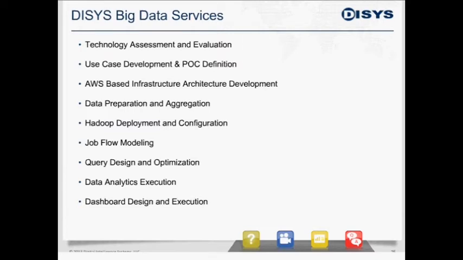We typically build our solutions around the core Amazon platform as well as some hybrid solutions. We are tools agnostic, so we work fairly closely with some of the visualization and analytics providers in the marketplace today.